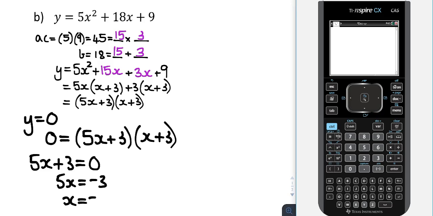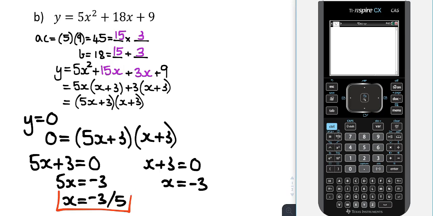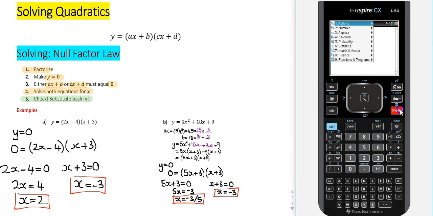Solve for x, so x is equal to negative 3 on 5. And then the second bracket, x plus 3, is also equal to 0. So x is equal to negative 3. Those are my solutions, so I'm going to red box them, and then I can check my solutions using CAS.